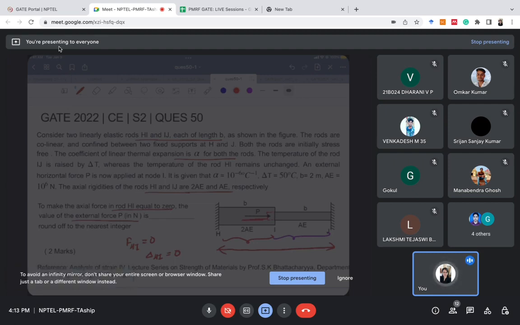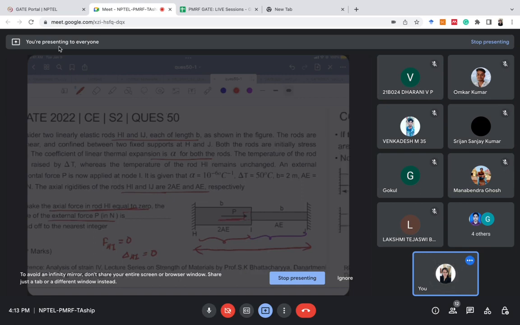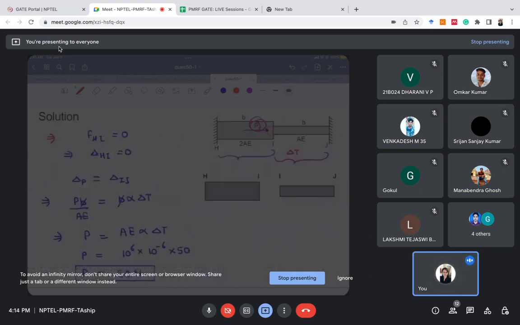So by giving this term, that the force in hi should be 0, they are implying that the deformation due to the temperature stress in the rod ij is balanced by the deformation due to the application of the axial load P. See how they are twisting the problem. So we have to simply equate the deformation due to this load P with the deformation due to the increase in the temperature. We all know that when a bar is subjected to an axial load P, the increase in length, the deformation, is given by PL by AE.